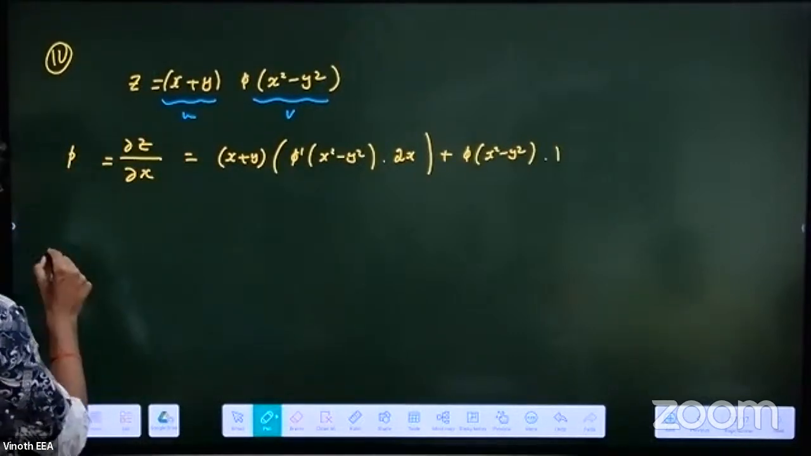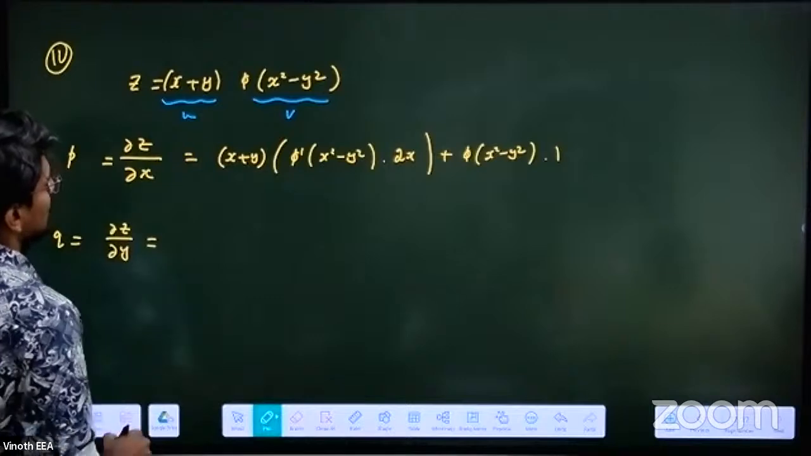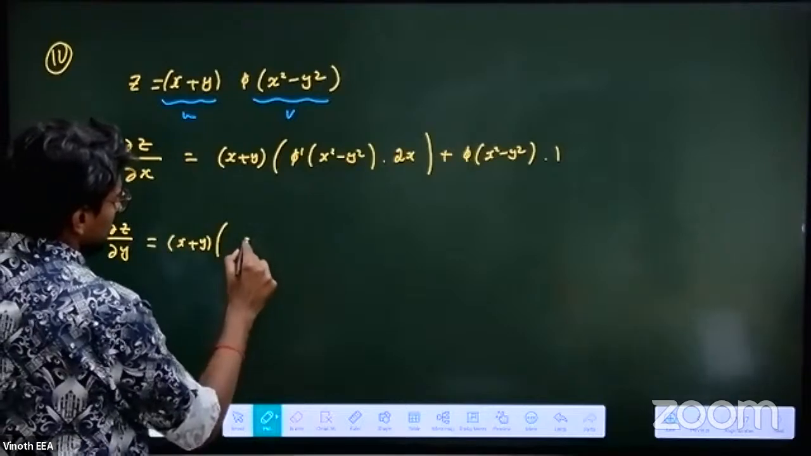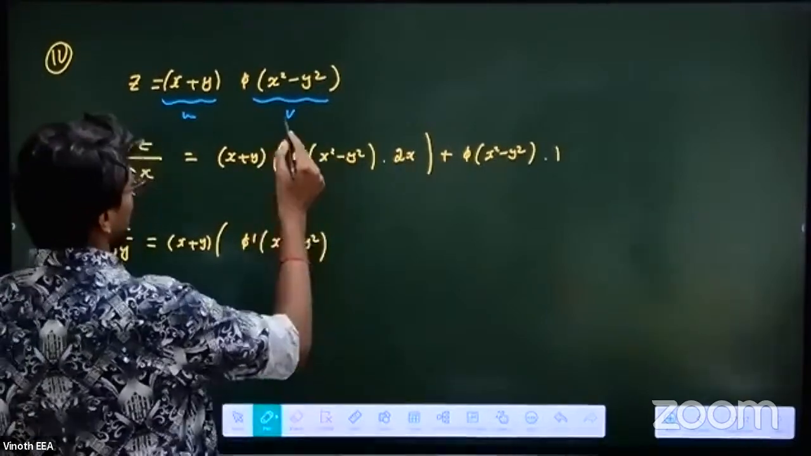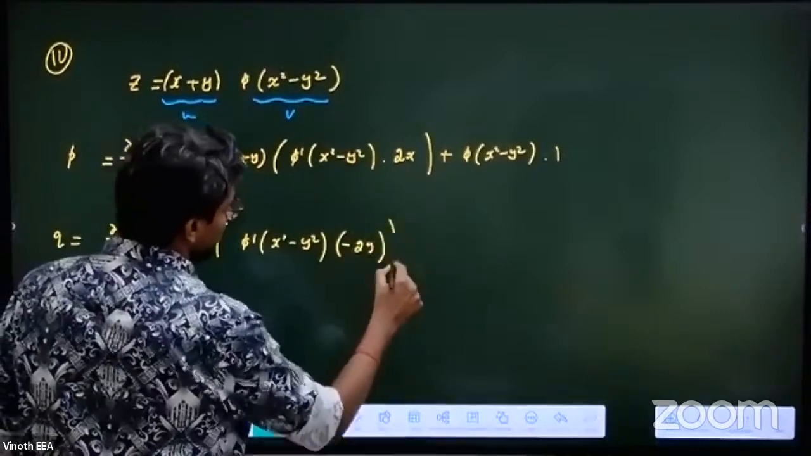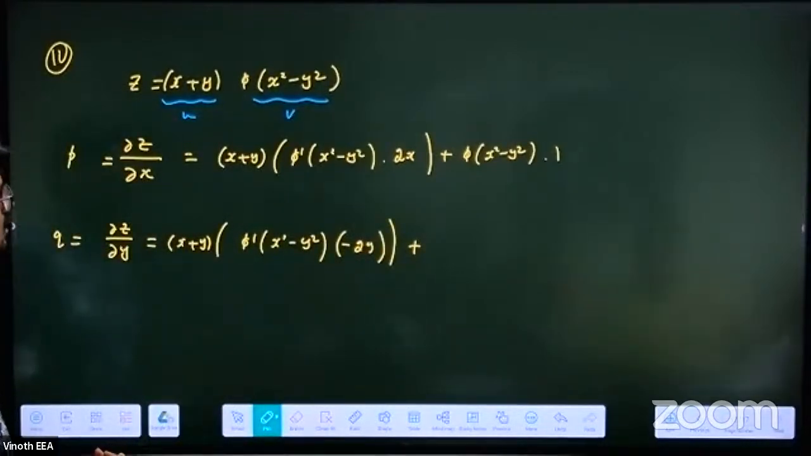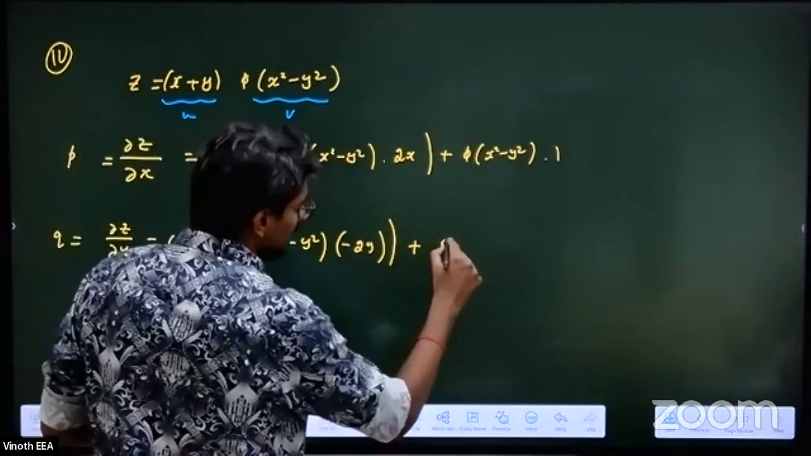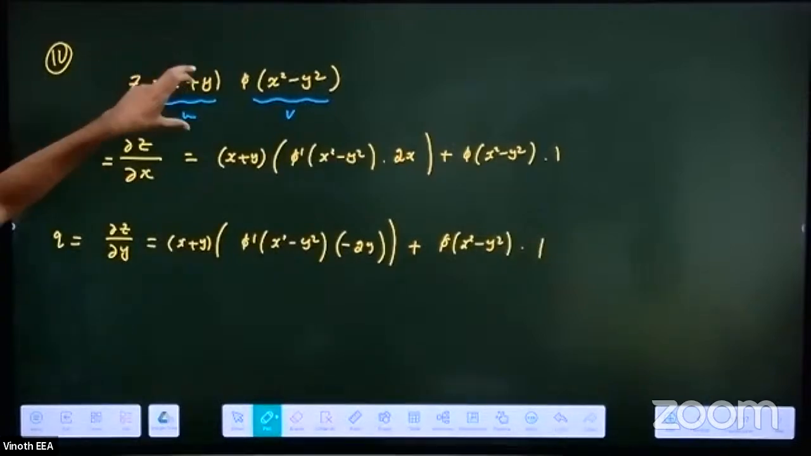What about the second equation? q is dou z by dou y. Again, keeping one as constant and differentiating the other, it's going to be pi dash of x square minus y square, and the inside term is minus 2y. Plus, here it is basic differentiation. What should I do? Keep this as constant, differentiate this. If I keep this as constant, it's going to be pi of x square minus y square into 1. Either way, x plus y differentiation is 1.